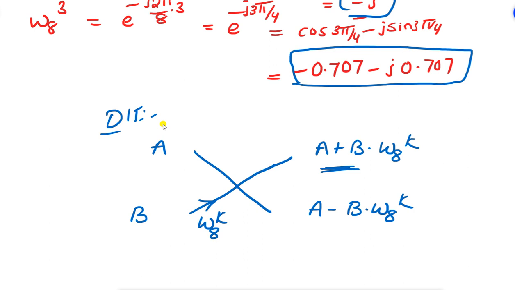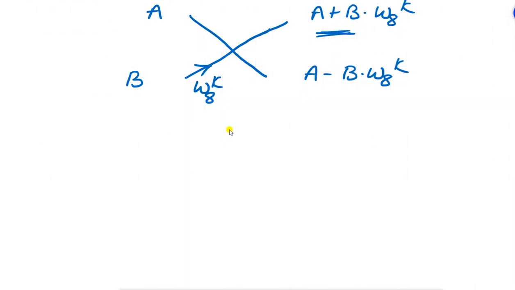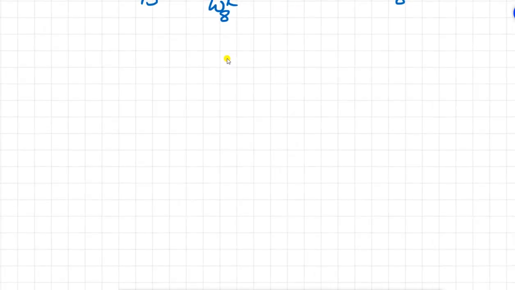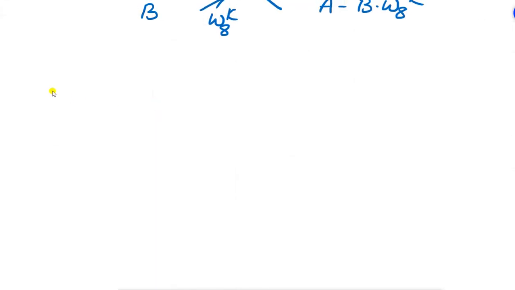Now, based on these rules, we would like to find the IDFT by using the DIT algorithm. Now we will see the flow graph, the butterfly diagram. Here this is the input and this is the output.